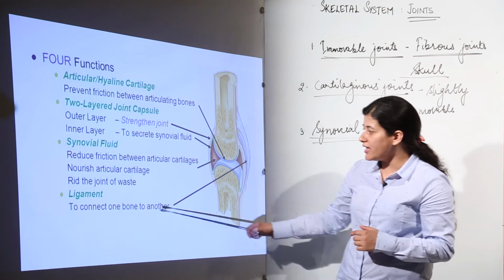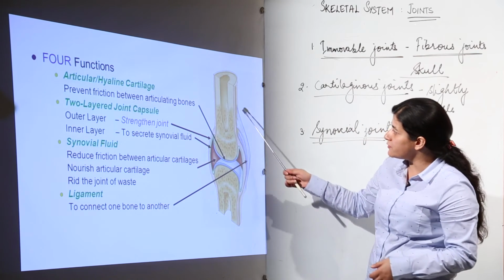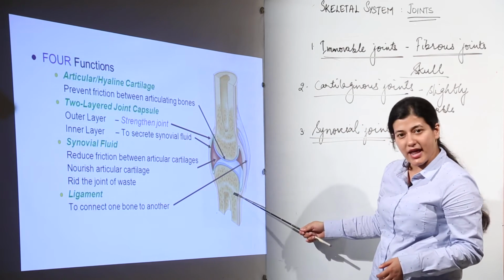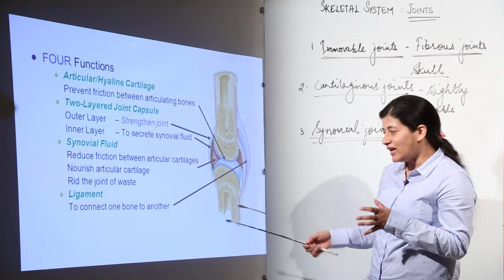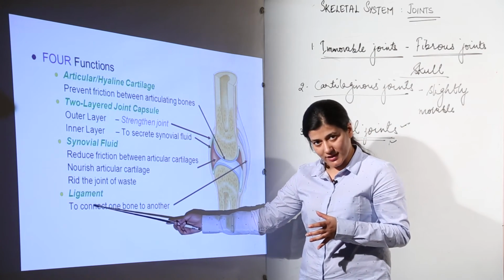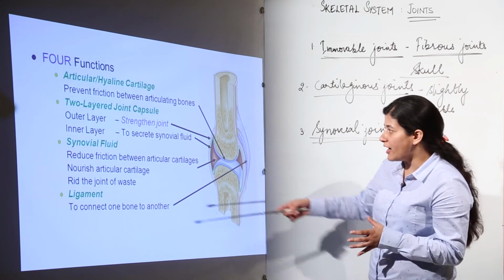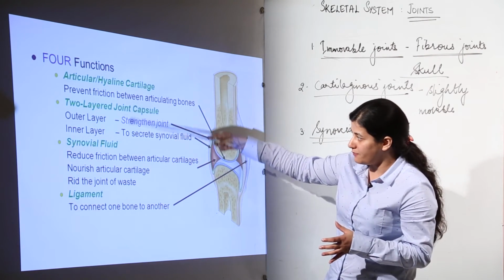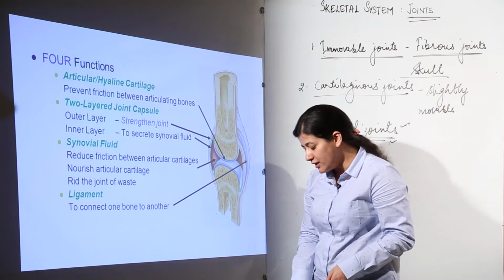And the last one is the ligament, as I told you earlier as well. This ligament is responsible for connecting one bone to the next bone. The connection between the two bones is maintained by a connective tissue known as ligament, and the freely movable part is taken care of by the upper three parts and the functions carried out by these three parts.